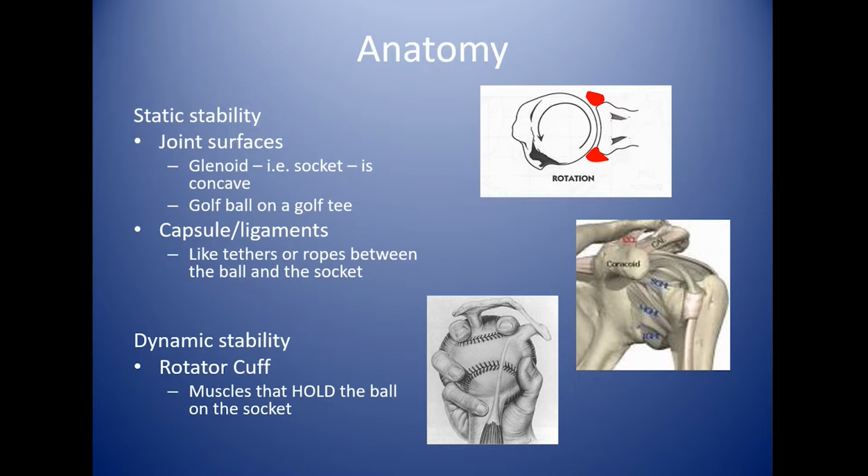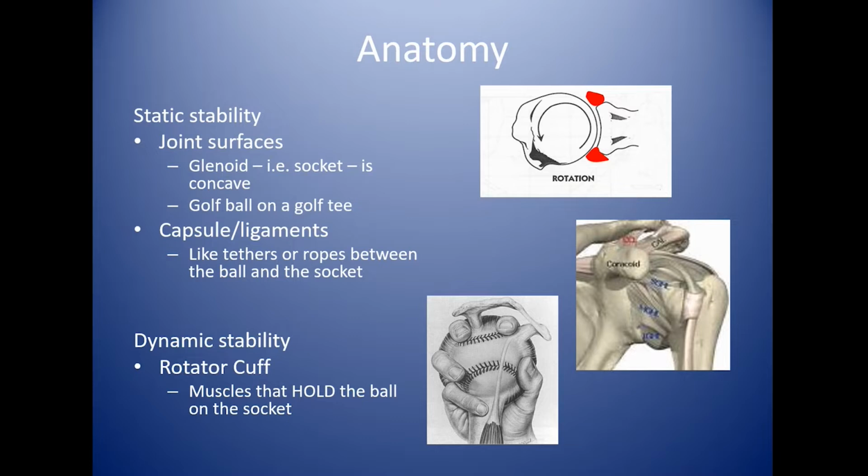Additionally, in the next picture down, we have the capsule, or the lining around the ball and the socket, represented by those blue letters. Generally speaking, in the shoulder, we don't have real discrete ligaments, which are like ropes that go from bone to bone. We have areas of the capsule that are thicker than others, but those are like tethers.